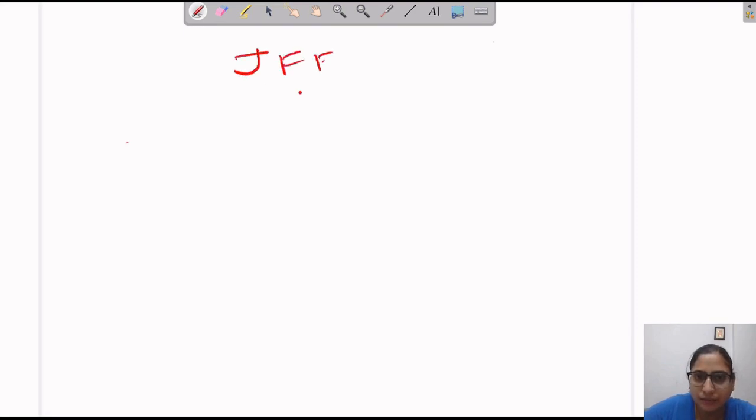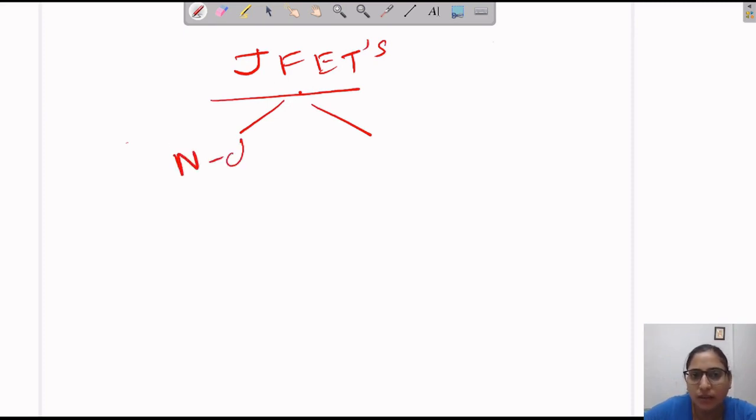JFETs. JFETs are nothing but junction field effect transistors. There are two types of JFETs. One is N channel and the second one is P channel.